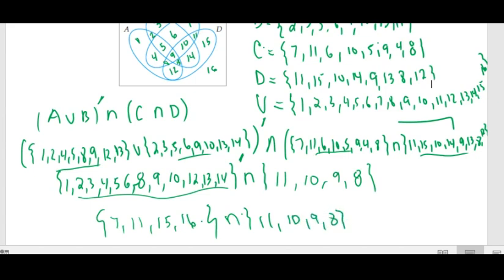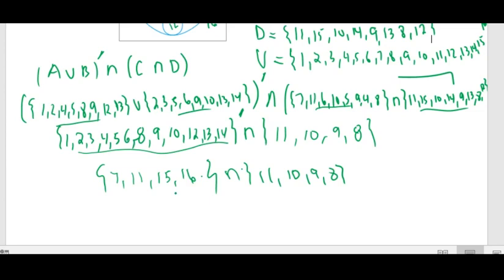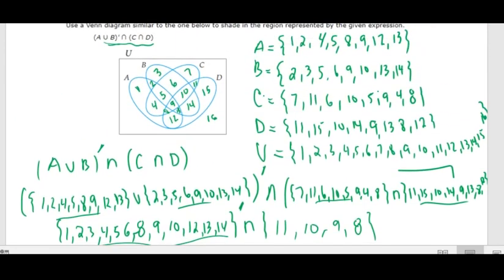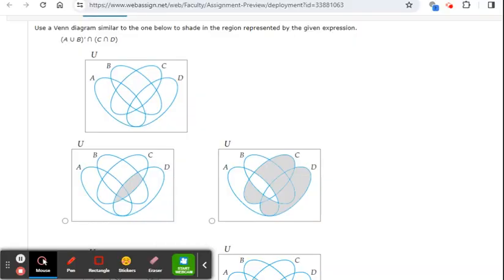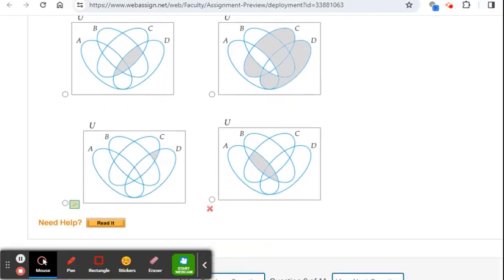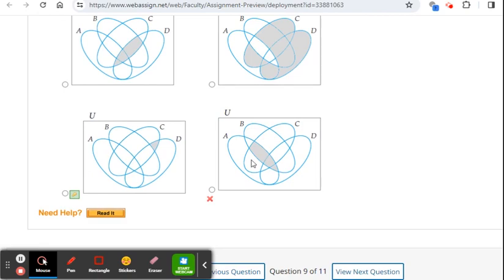So now we take the intersection. What do they have in common? 11. And that's it. So your answer is to shade only this part here. So in your WebAssign assignment, you would look for that result, which is letter C.